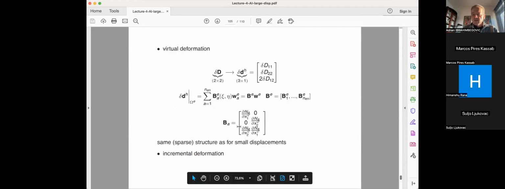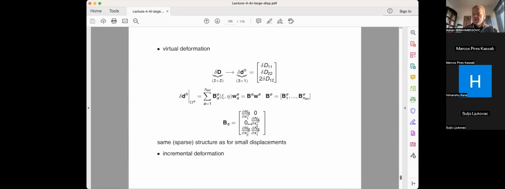Well, the big deal would be that when you have a virtual strain or an incremental strain, the strain-displacement operator B this time around has a very sparse structure. In fact, it has the same structure as in the small deformation setting. The only difference is that these derivatives are computed not with respect to the coordinates in the initial configuration, but with respect to the coordinates in the deformed configuration. And that's as simple as that.